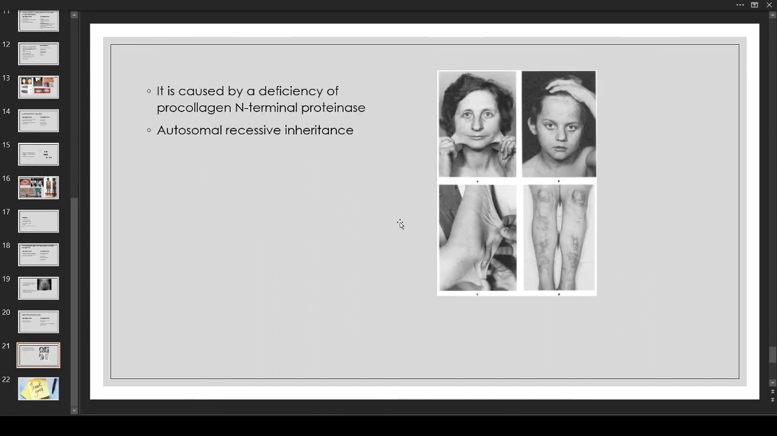With an example, it's going to be much clearer, as in the bruises caused on the pressure points, and bruises happening over the skin for any reason, hyperextensibility. And it is caused by procollagen N-terminal proteinase deficiency, not collagen itself, and it is autosomal recessive inheritance.